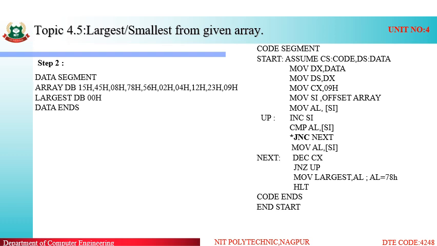So whenever we compare any two numbers, we subtract the source from the destination. The source consists of 45, and the destination, that is AL, consists of 15. So 45 minus 15 will be 30H. In this case no borrow will be generated. For borrow we don't have any flag, so we use the carry flag. So no carry will be generated. If the carry is not generated, that means jump if not carry, so we have to go to next.